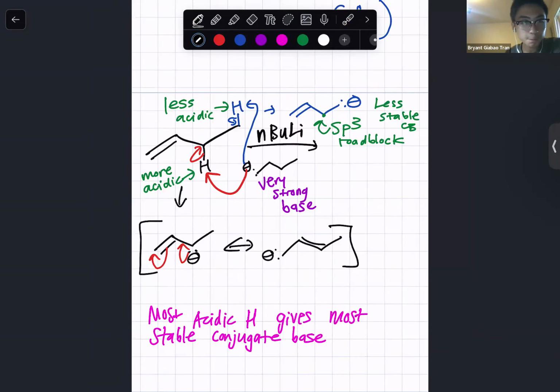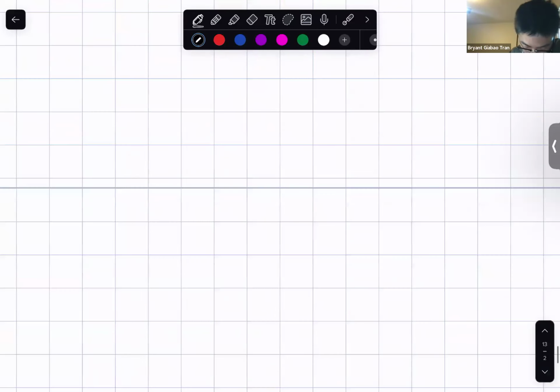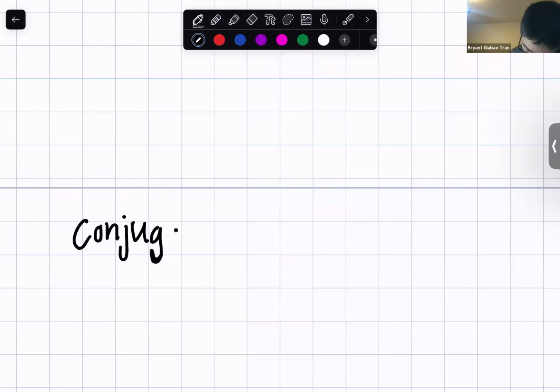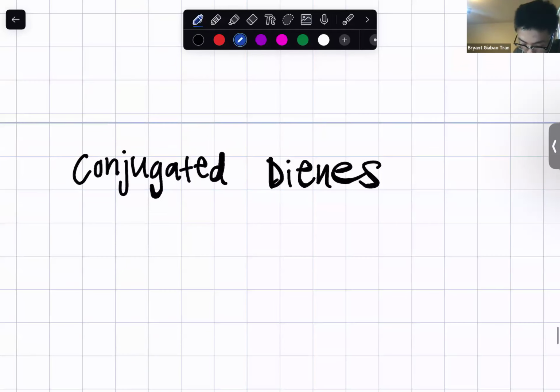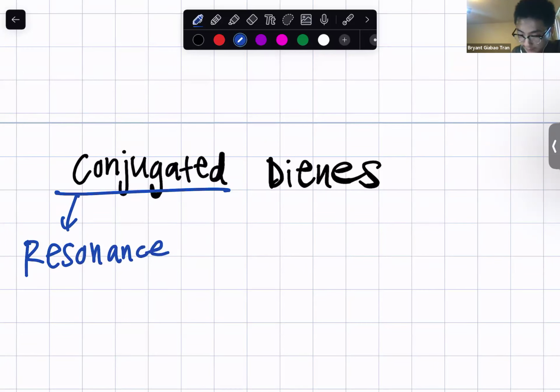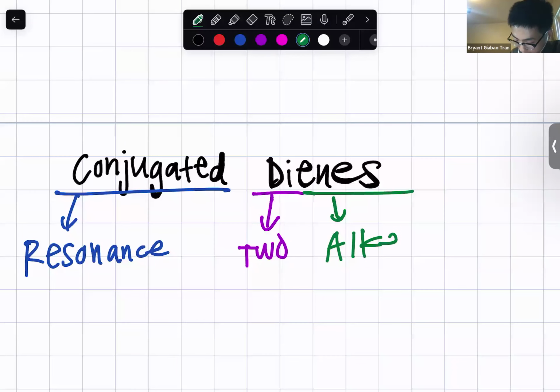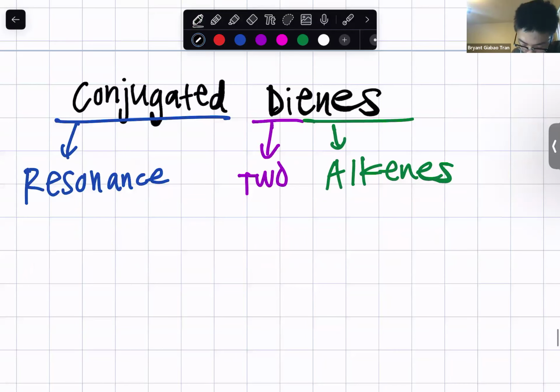Okay, so now let's move on to conjugated dienes. So when you see conjugated, think of resonance. When you see diene, think of two alkenes. So there are going to be two alkenes that could do resonance with each other. Conjugated diene. An example of that would be something like this. This is the simplest example of a conjugated diene.